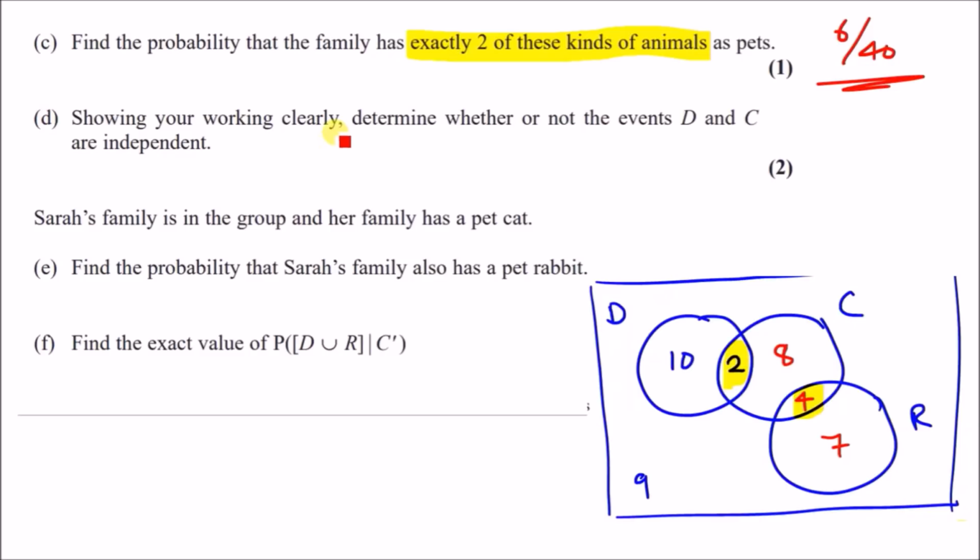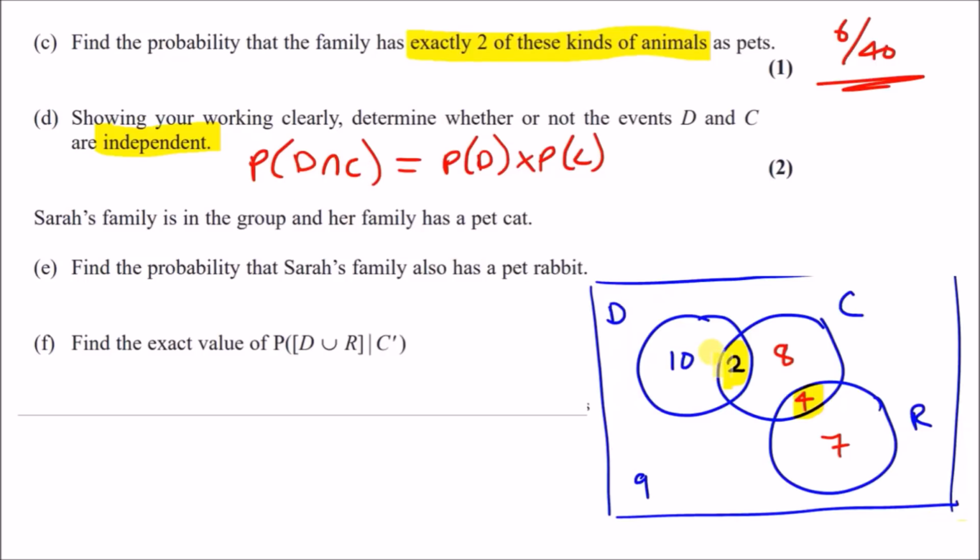Now, part D. Showing your working clearly, determine whether or not the events D and C are independent. Okay, so there's a formula for this one. When something is independent, that means that the probability that D intersects with C must equal the probability of D multiplied by the probability of C. So this is the straight up formula. So what we have to do here is work out all of this separately. So what is the probability of D and C? This is the intersection of D and C.